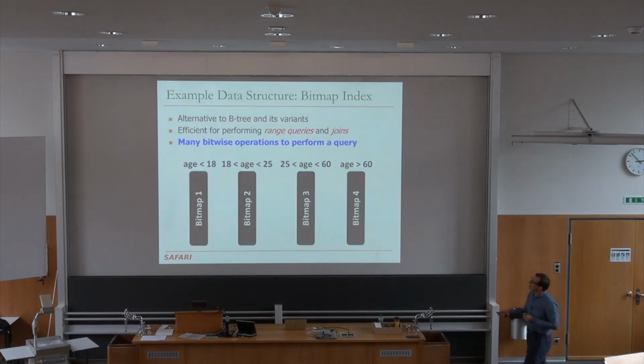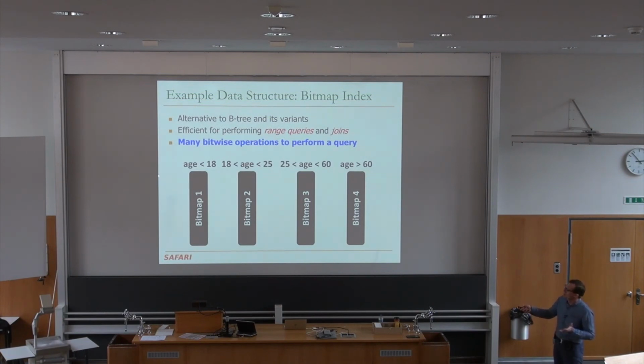Okay, so one example is this bitmap index. This is an alternative to B-tree and its variants. This is efficient for performing range queries and joins. If you've taken a database course, that's good. If you haven't, at least you will understand the example that I'm going to give. So basically, you can represent your database using these bitmaps. For example, you can have an age field, and as opposed to just storing the age, maybe you store that also, but in addition to storing the age, you can classify it somehow into groups.